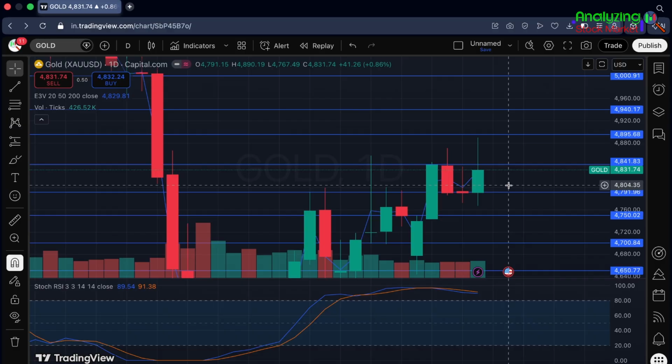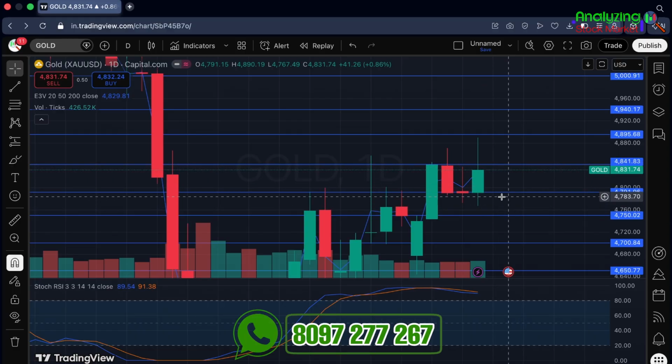If you're going for any long trade, then only go for a long trade once 4841 gets breached and a 4-hour or 1-day candle closes above this, and you can go long till this level as well. But my expectation is a bit negative closing till Friday or on Friday in this range, and we can expect momentum till this range as well. So overall my expectation is a bit negative.